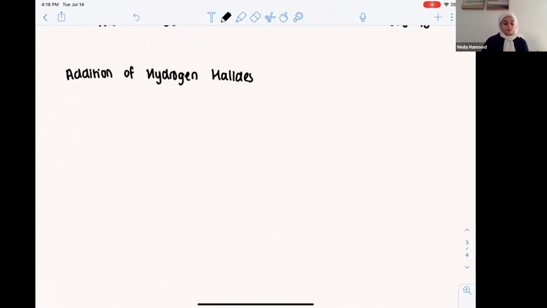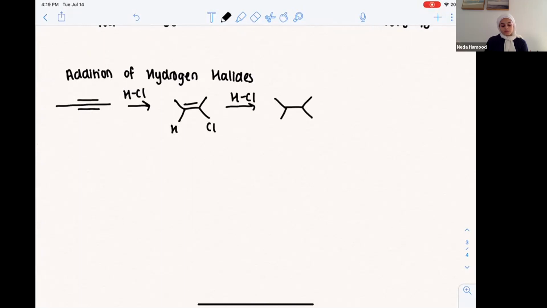You can have a terminal one, or you can have one that's actually not terminal. What is it? Internal? Yeah, that's it. Okay. So then, let's say that we have HCl. Like we saw earlier, in that addition, we would add it across, and then if we were to do 2 equivalents of this, then that would completely get rid of it. So then we have H and H, Cl and Cl.